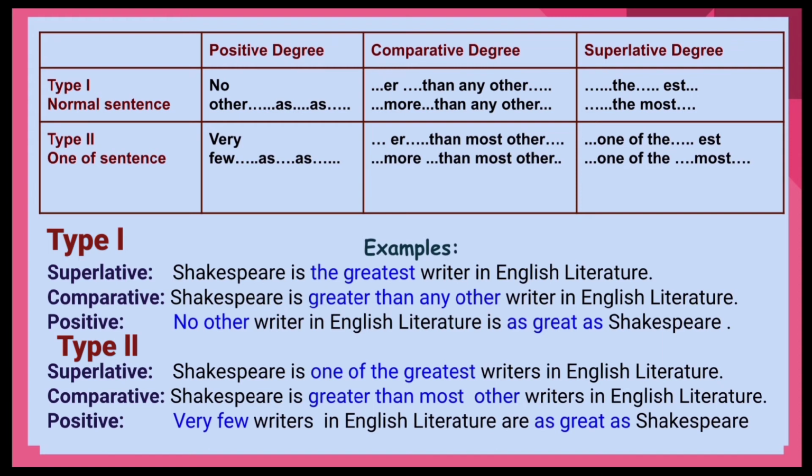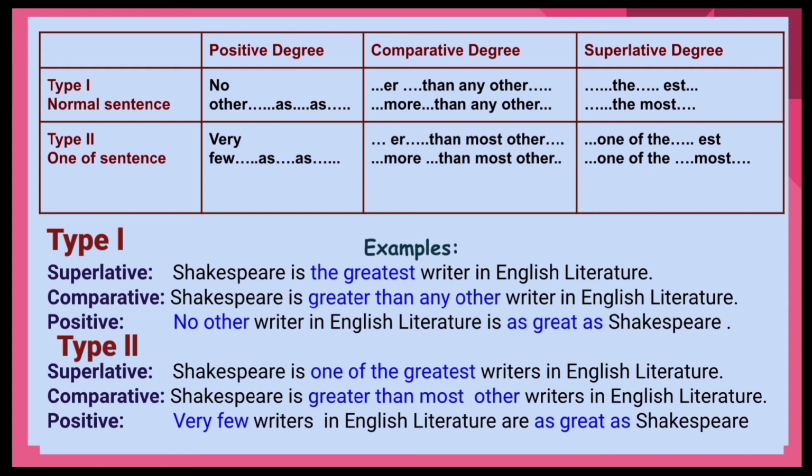In type 1, we have started with no other, but in one of sentence, we are going to start with very few. Why very few? Because we are talking about the writers. So, very few writers in English literature are as great as Shakespeare. So, other rules are the same. In type 1, we have started with no other, and in type 2, we have started with very few. In type 1, in comparative form, we use any other, and in type 2, we have used most other.